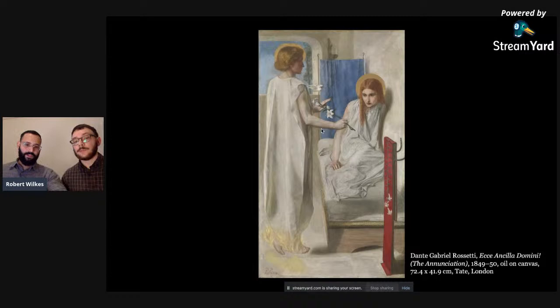It's an annunciation in which the Virgin Mary appears to be shrinking away from the angel very uneasily.